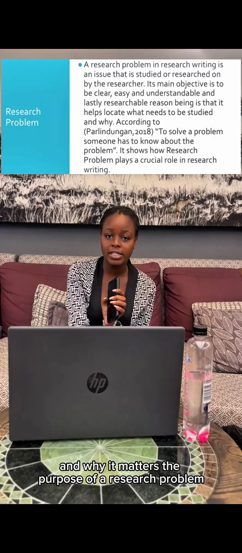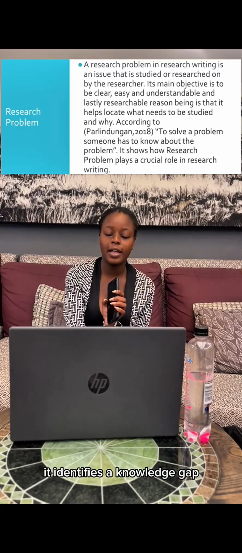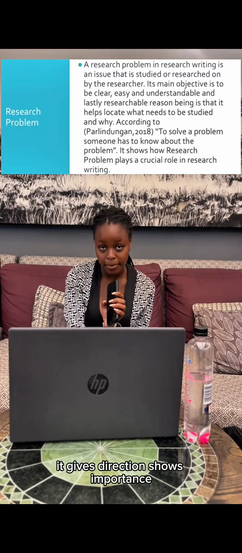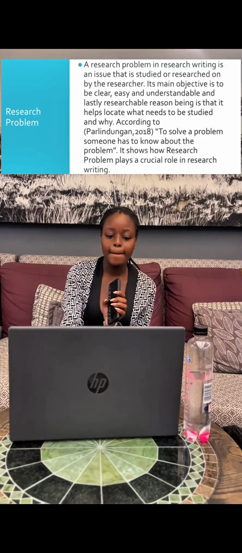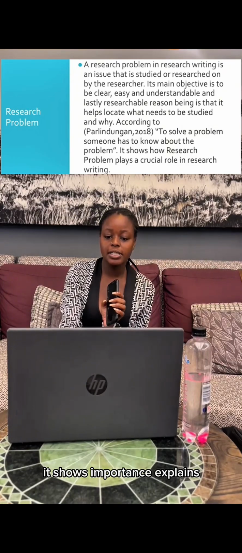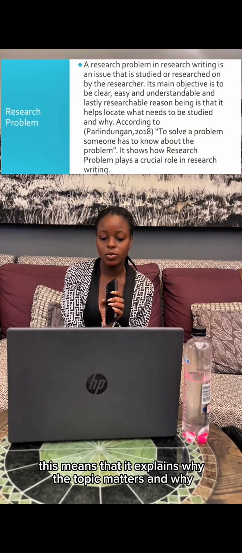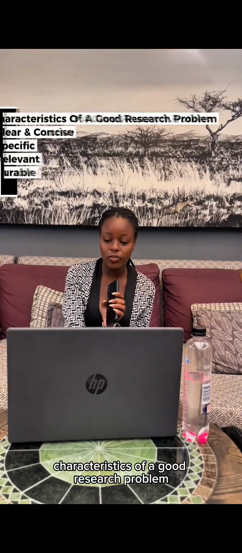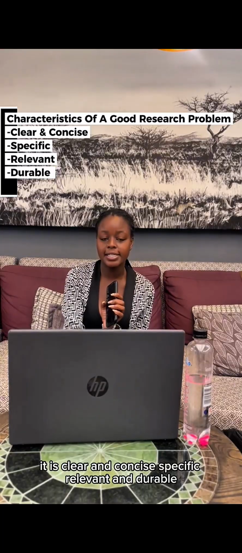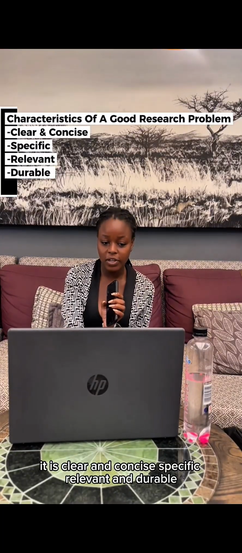The purpose of a research problem. It identifies a knowledge gap. It gives direction and shows importance. This means that it explains why the topic matters and what it will contribute. Characteristics of a good research problem. It is clear and concise, specific, relevant, and doable.